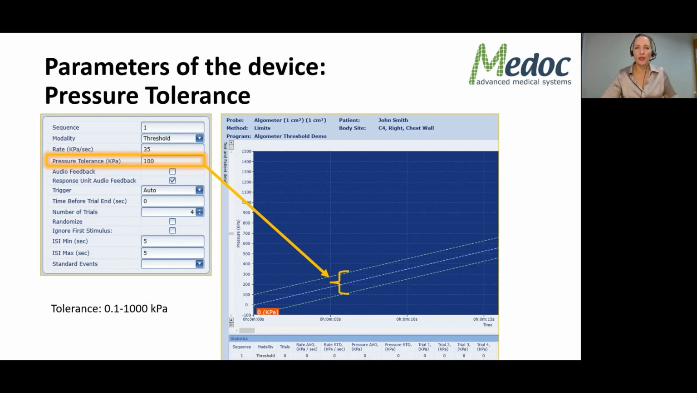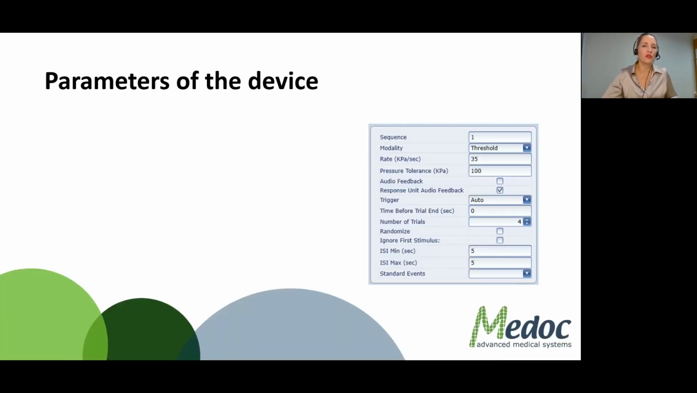I like it narrow, but it's up to you to arrange it any way you like. Other parameters of the device that I think are important to talk about is the response unit audio feedback. And I always have it checked, and I really like it that I hear the ding as soon as the patient is pressing the button.